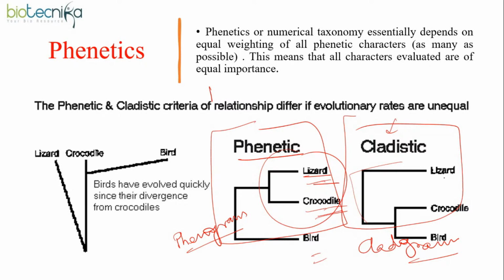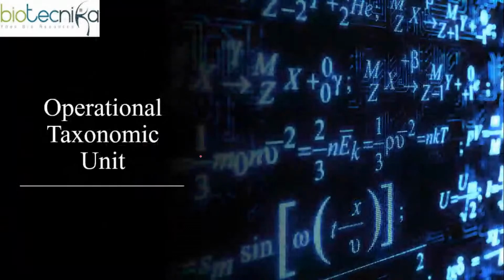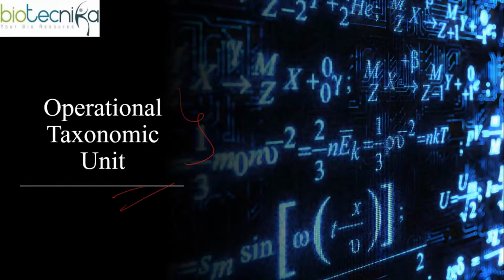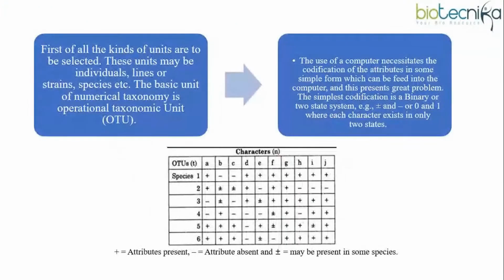Now, in relation to this, I'll come to this character table. In relation to this, we have the cladogram, and another very important terminology. I'll just explain that and then come back to this. A very important terminology which is called operational taxonomic unit, OTU, which is one of the important links in how a cladistics tree is built. Now, what is OTU? I wanted to discuss.